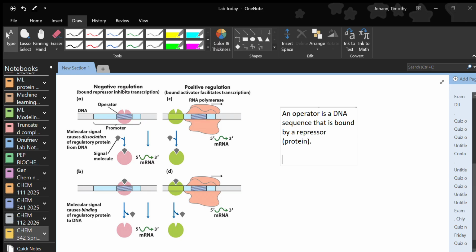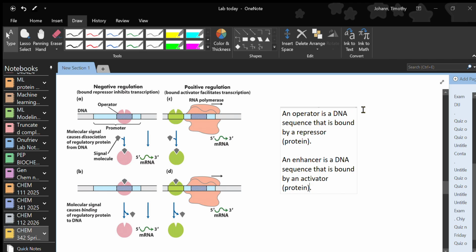The opposite of an operator is an enhancer. An enhancer is a DNA sequence that is bound by an activator, which is also going to be a protein. Questions on that? What's a protein? What's a DNA here in terms of the terminology?